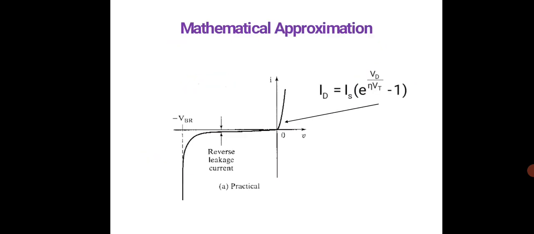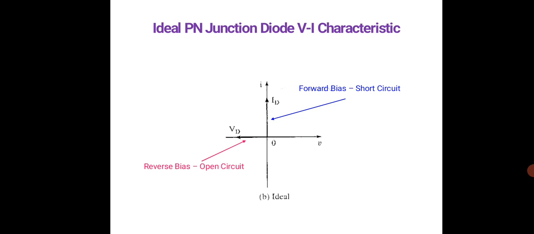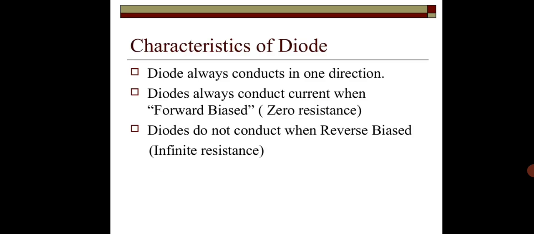This is the mathematical approximation which you can write, where ID is the diode current, given by ID = Is (e^(Vd/ηVt) − 1). This is the mathematical approximation for the characteristic curve shown over here. And this is the ideal PN junction diode VI characteristic. Forward bias is compared to a short circuit, and reverse bias is compared to an open circuit. But this is not at all possible practically, which is why it is represented here as an ideal.